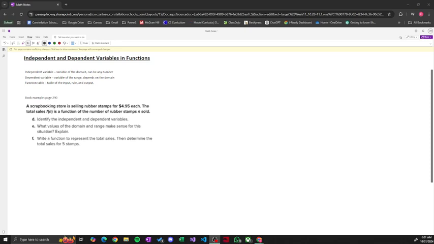Independent variables are variables of the domain. They can be any number. Dependent variables are variables of the range. This depends on the domain. Function tables will show you the table of the input, rule, and output, and that would look something like this.